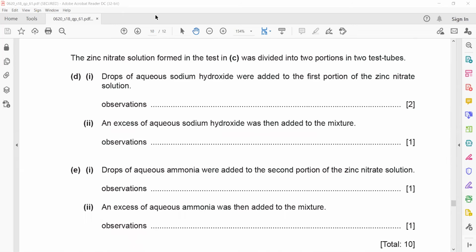The second one, zinc nitrate solution was formed, is divided into two portions. Drops of sodium hydroxide. When we have a zinc salt and we are adding sodium hydroxide, what is the observation of adding sodium hydroxide to a zinc salt? So it will give a white PPT.